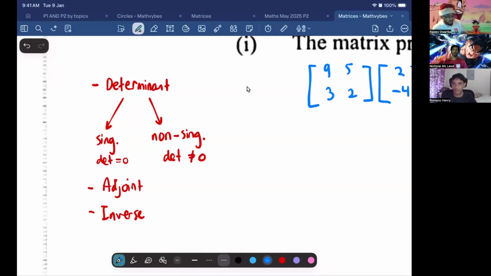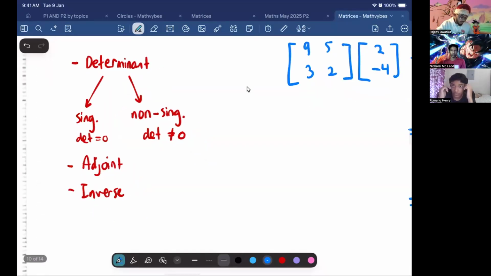So yesterday we looked at the determinant, and we said you'd call something a singular matrix if the determinant is zero. If it's non-singular, the determinant would be non-zero. And we also looked at the adjoint and the inverse.